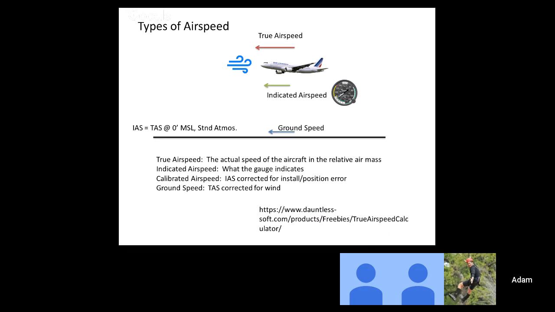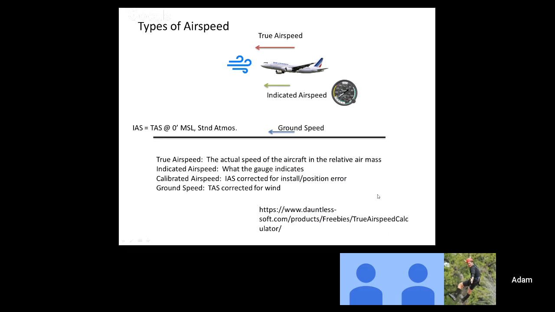That's exactly right. Your airspeed indicator is calibrated at sea level, at 0 feet, in standard atmosphere conditions. So they calibrate the airspeed indicator at 59 degrees Fahrenheit and 0 feet, what's called absolute altitude. As you go up in altitude, obviously your air gets less dense, the air pressure goes down, and typically your air temperature goes down. So the difference between what's showing on your gauge, your indicated, and how fast your aircraft's actually going is going to be different.